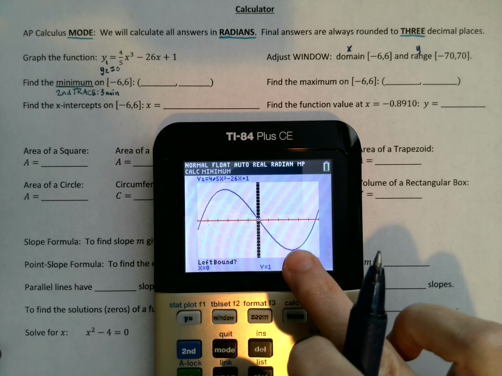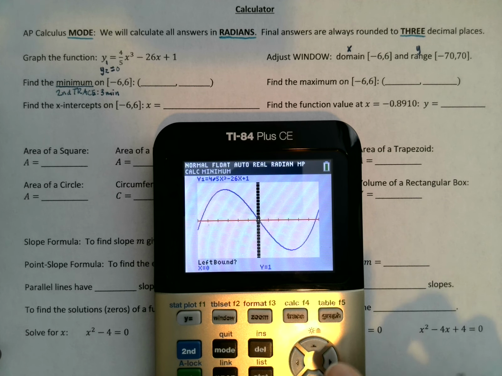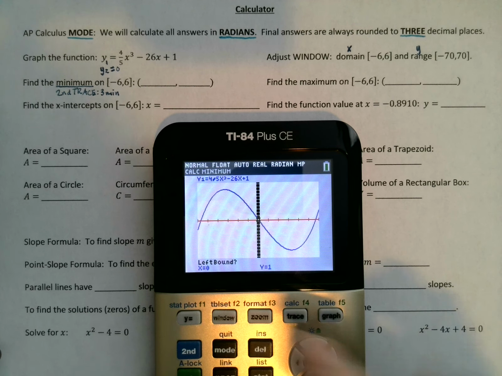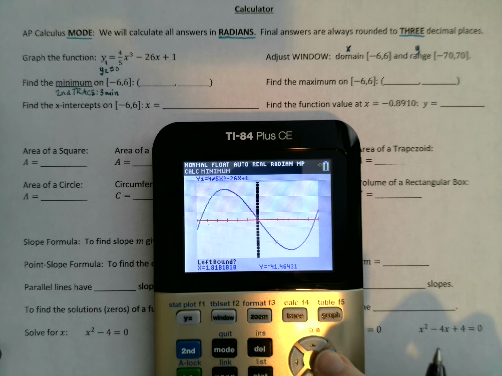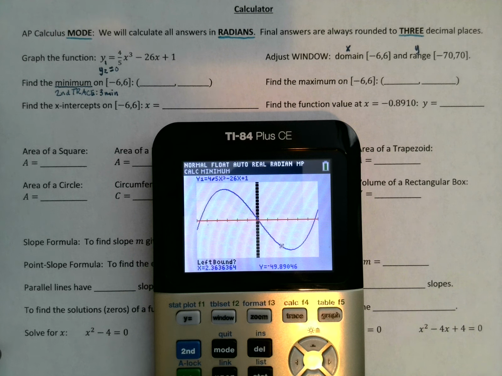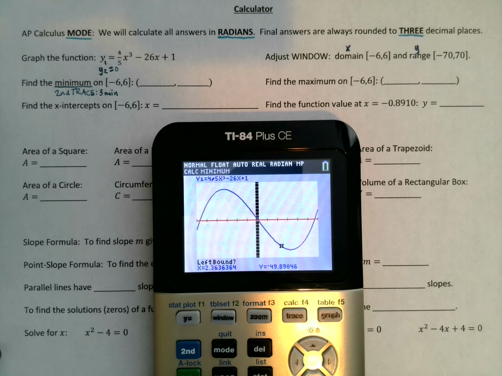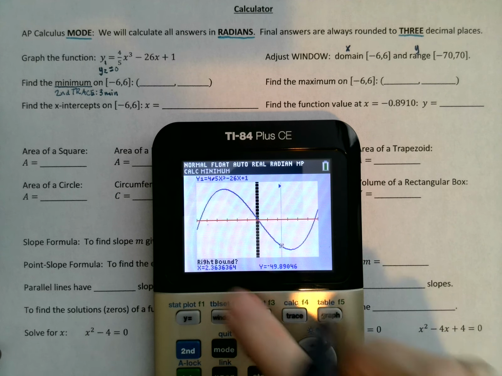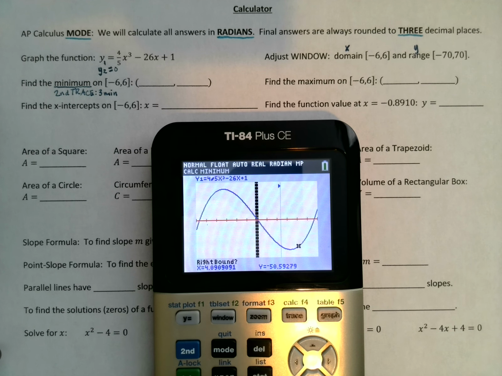I see the minimum is towards the right side of my graph, or in the 4th quadrant. So notice how it's asking me for a left bound. So it's saying, well, give me kind of the left boundary of where that minimum might be. So I'm going to go somewhere on the left of my minimum. Doesn't matter how near or far, but I'm going to hit enter once. Then it says, okay, give me a right bound, or go through the minimum and give it basically a boundary on the right side of the minimum. Again, doesn't matter how close or how far away from that minimum it is.